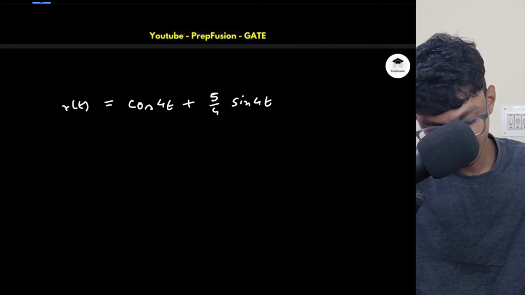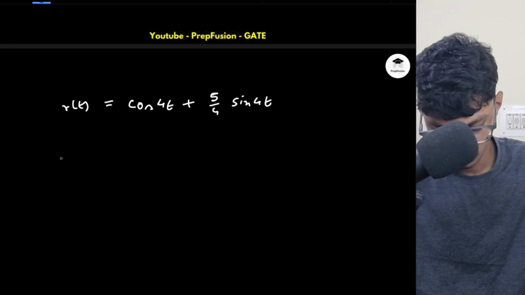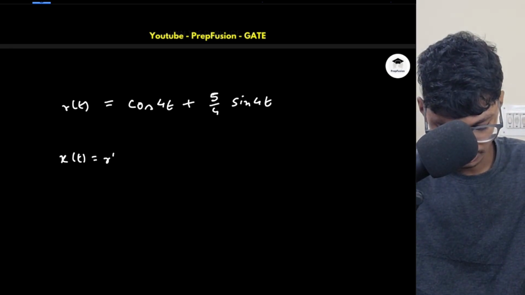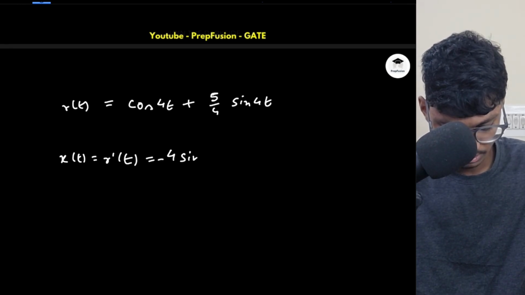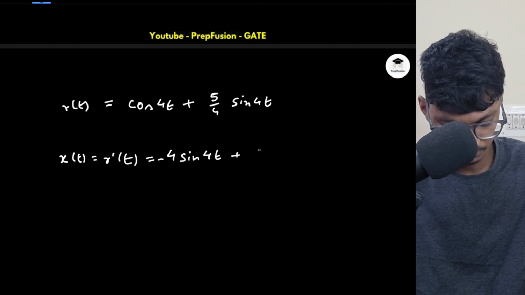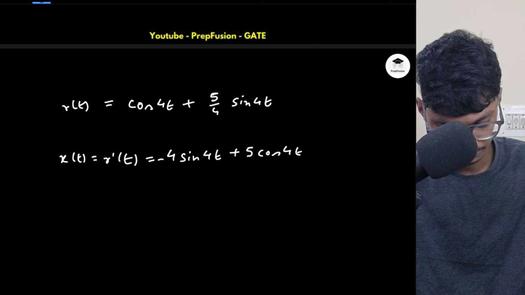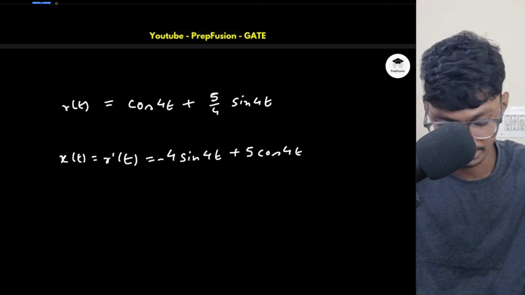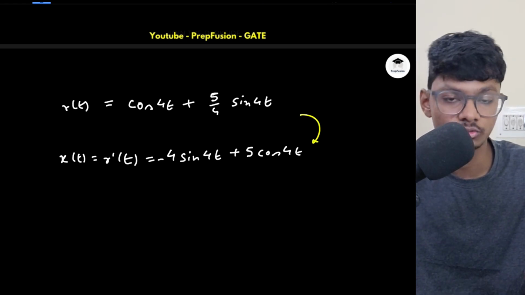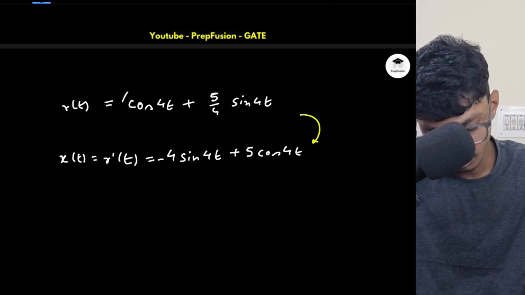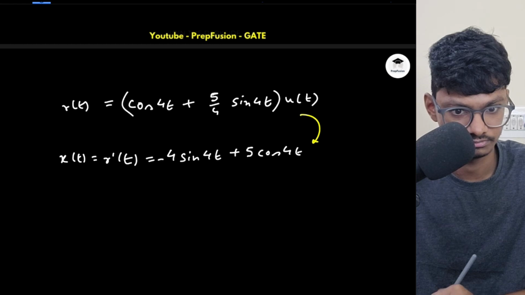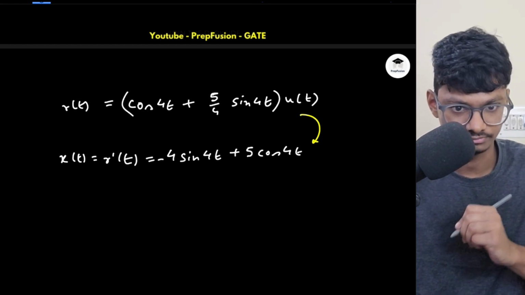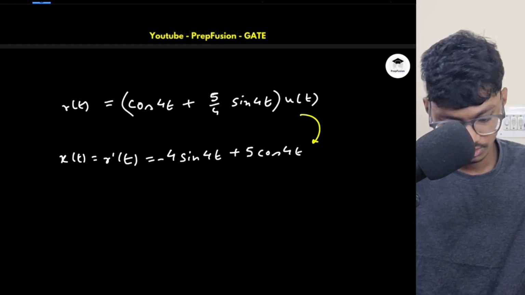But what is my x of t? X of t is r dash of t. So it will be minus 4 sin 4t plus 5 cos 4t. But you missed something from here to here, and that is where we make the mistake. You forgot to write a u of t here. There was a u of t as well, and that is where we forgot to write it.